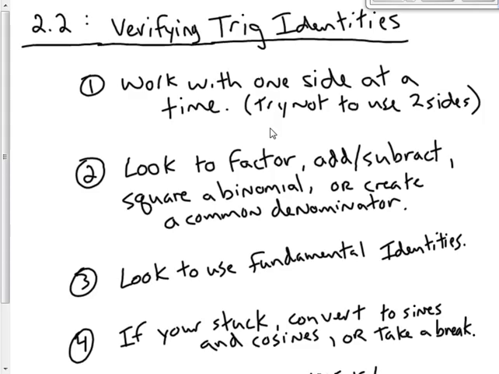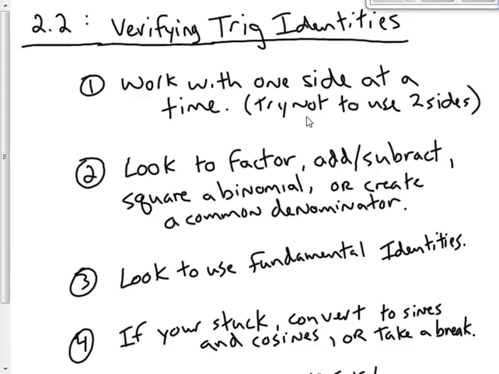So in order to do that, you want to look to factor. You want to try to add and subtract. You want to try to square a binomial. You want to create a common denominator. You want to ultimately just try to find something that you know how to do, and you can move to a different way of looking at the equation.